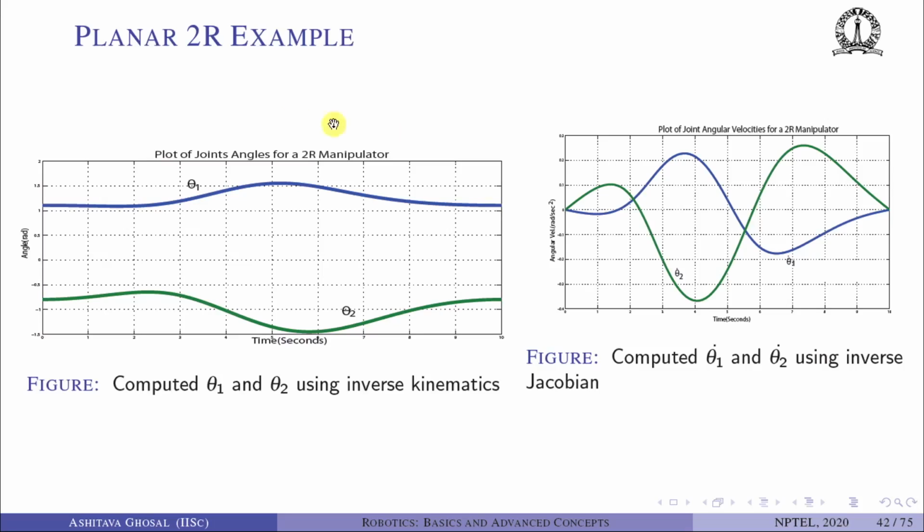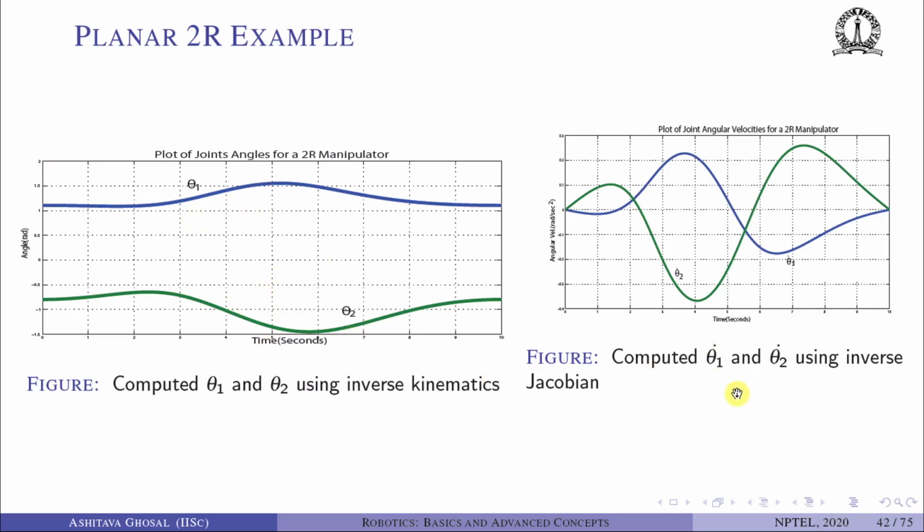So to continue, first we compute theta 1 and theta 2 for that circular trajectory. We can see that the angle theta 1 and theta 2 can be obtained using inverse kinematics. The y-axis is in radians and the x-axis is in time. We go from 0 to 10 seconds, and we go from 0 to 2 pi. So the theta 1 plot and theta 2 plot can be obtained.